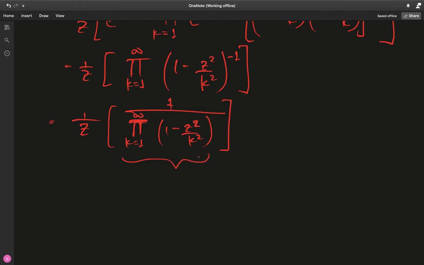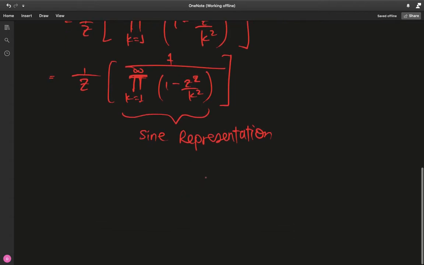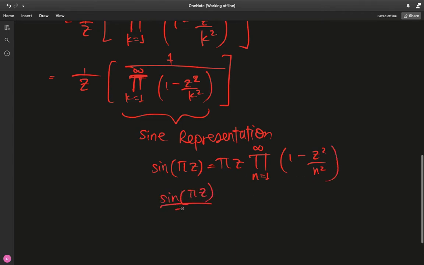this product actually looks familiar. This is actually the sine representation that I did 2 videos ago. So in my sine representation, the formula we derived by Fourier series is sine of pi z is equal to pi z times the product from n equals 1 to infinity of 1 minus z squared over n squared. So sine of pi z over pi z is equal to the product from n equals 1 to infinity of 1 minus z squared over n squared.